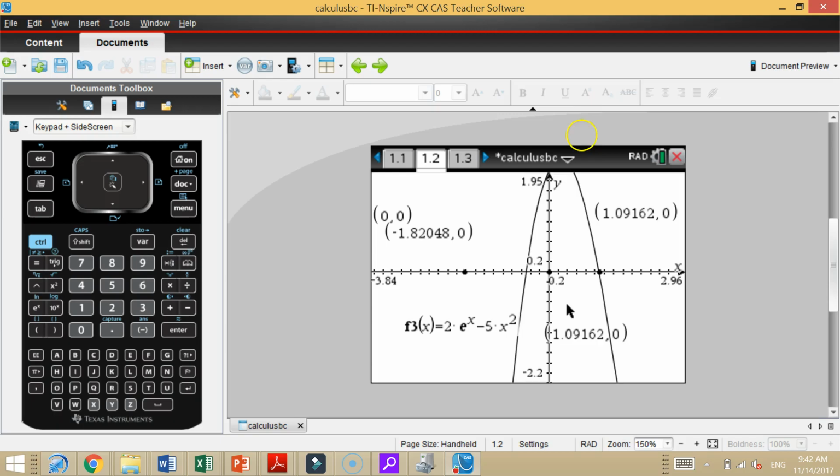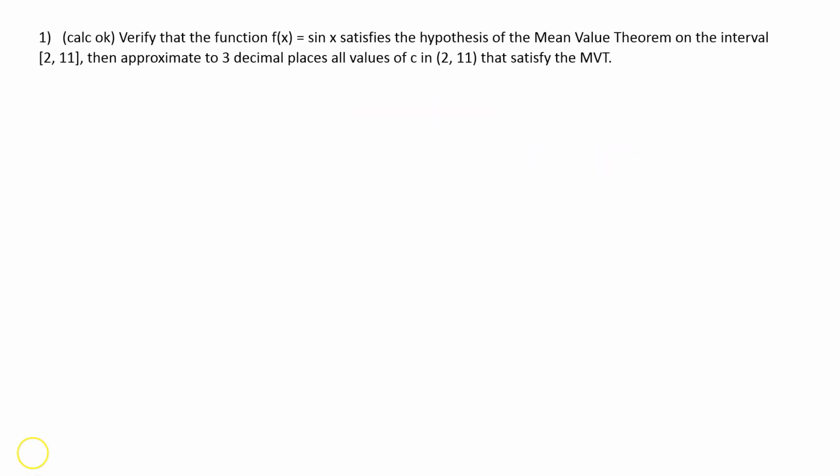1.09162. Because f prime of x changes from positive to negative. If I graph the right function, it would be a little bit better, right? All right. Let's take a look at the next one.